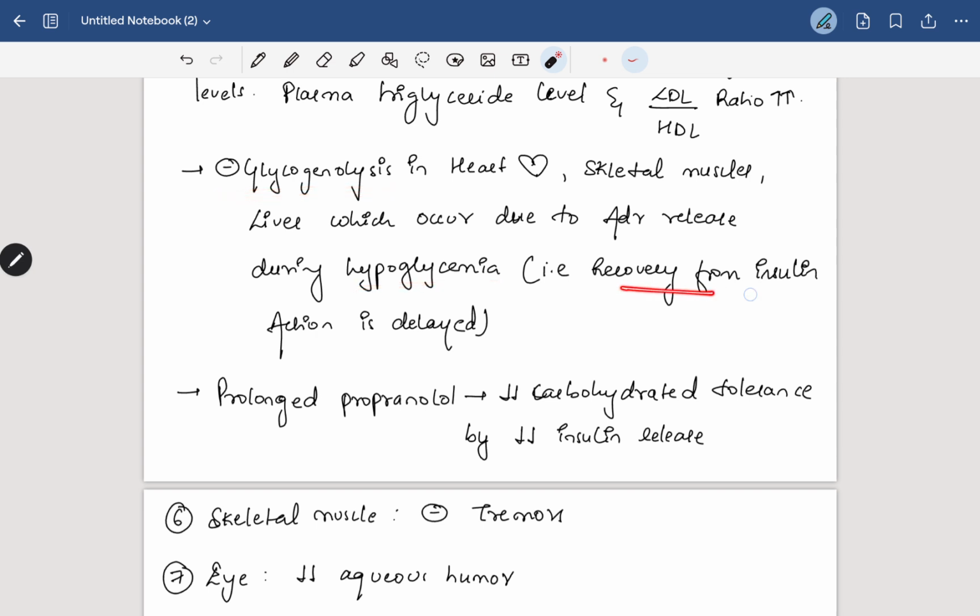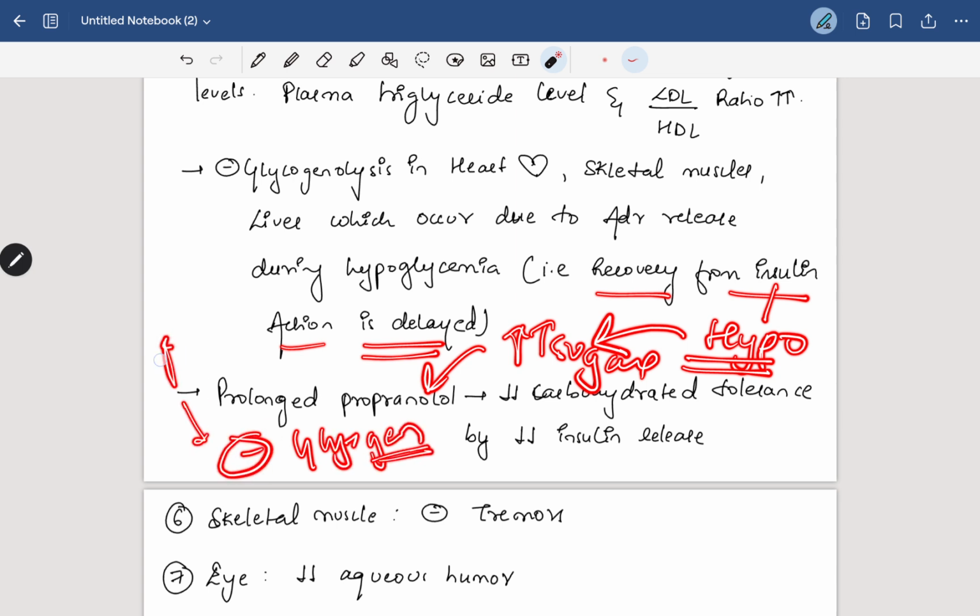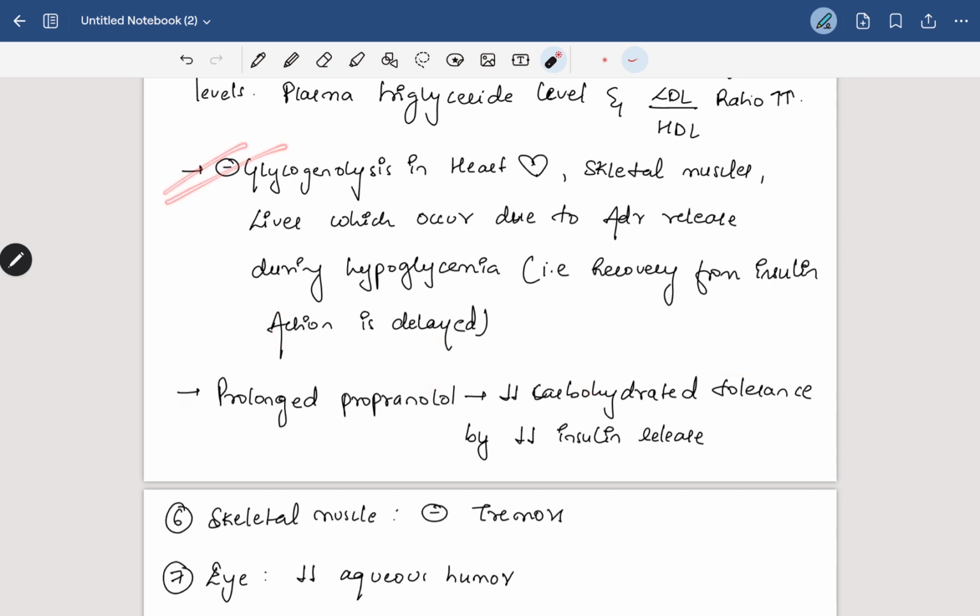And so recovery from insulin action is delayed. What does this sentence mean? Insulin causes hypoglycemia, right? To overcome hypoglycemia we need more sugar in the blood. And how is this produced? By breakdown of glycogen. But this action is inhibited because of beta blockers. I hope you understood this sentence.